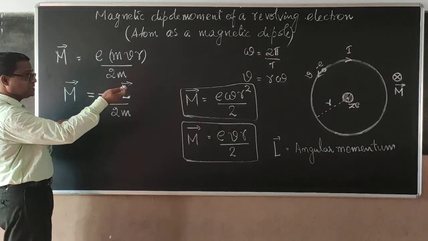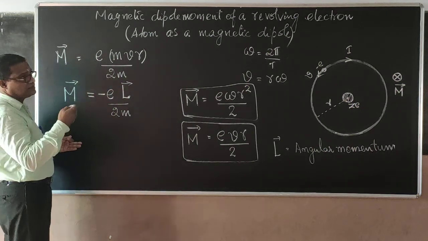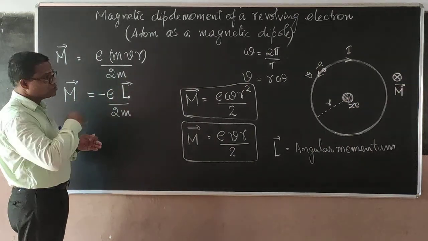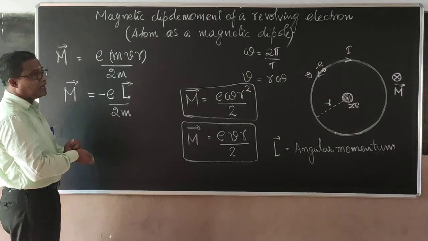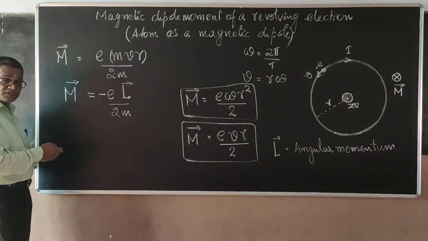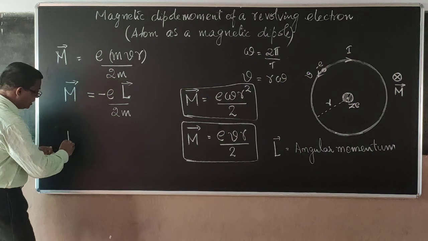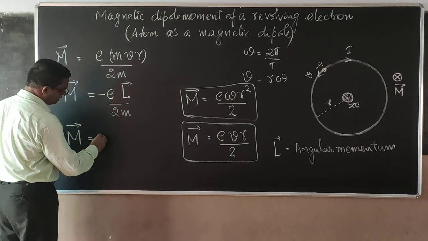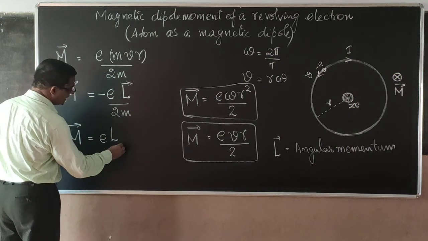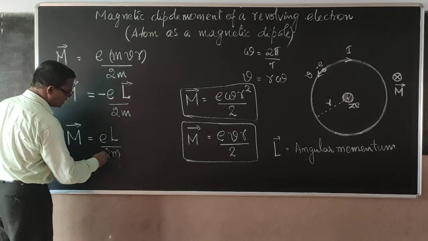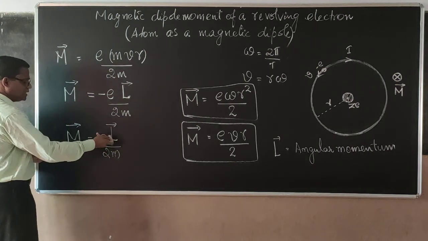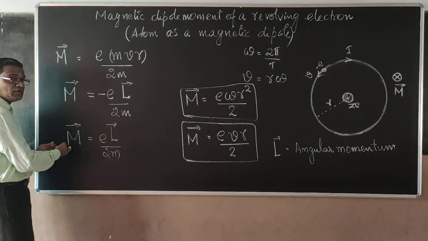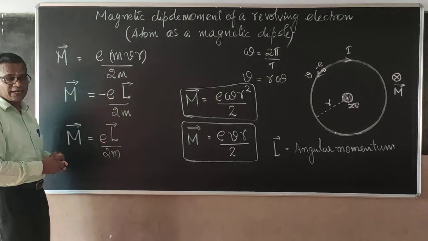But if it is a positive charge revolving, you can find that the direction of flow of current and the direction of motion of the charge, positive charge, will be the same, and therefore for the positive charge this moment will be equal to e into L divided by 2m, because the angular momentum and the magnetic moment will be along the same direction.